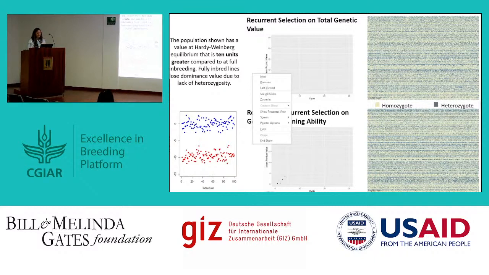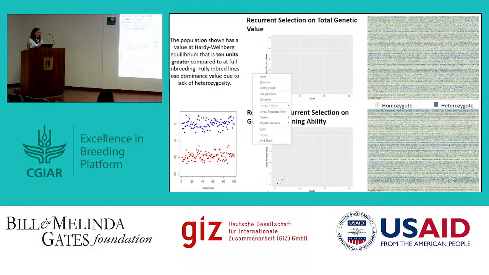So anyway, let's imagine we're in this situation. There's a good amount of inbreeding depression in that population. What we're going to look at next is doing recurrent selection in the population compared to reciprocal recurrent selection. So right here in this panel, we're going to do reciprocal recurrent selection, and we're going to track the value of this population over time, all right? Down here, we're going to do reciprocal recurrent selection on general combining ability, and we're going to track the value of this population over time, all right?